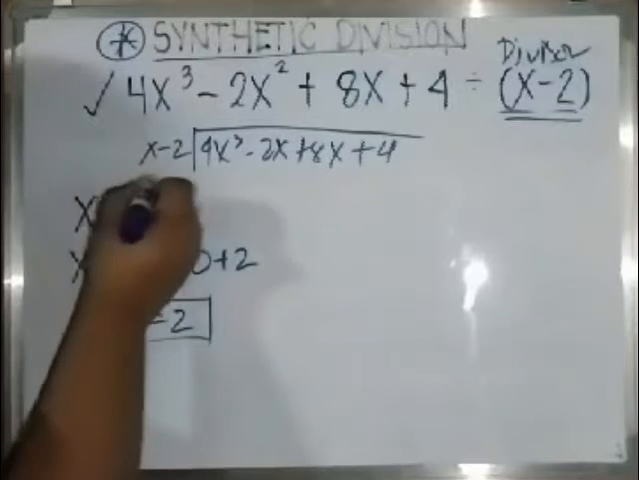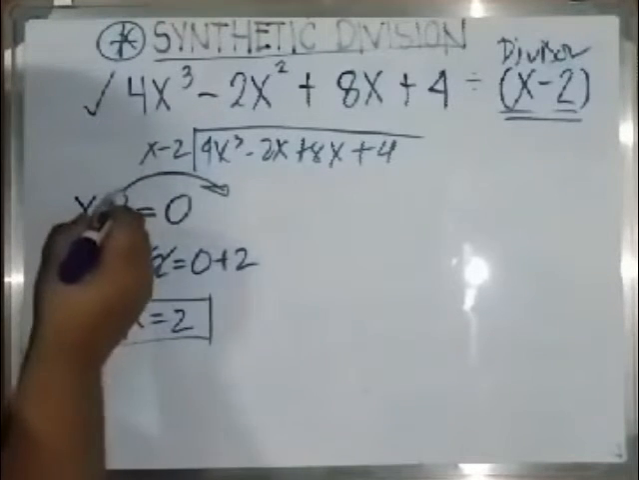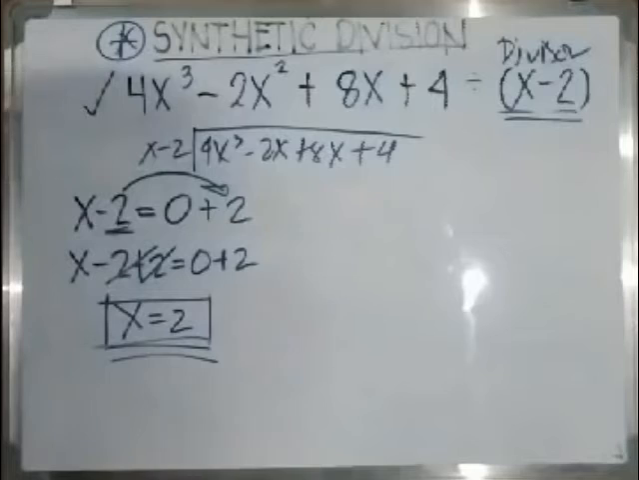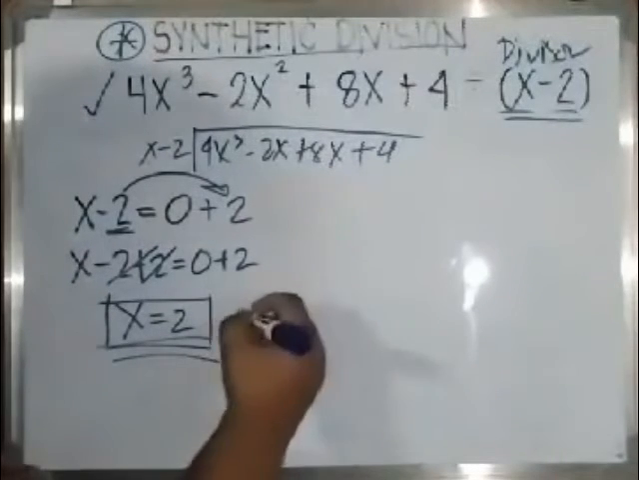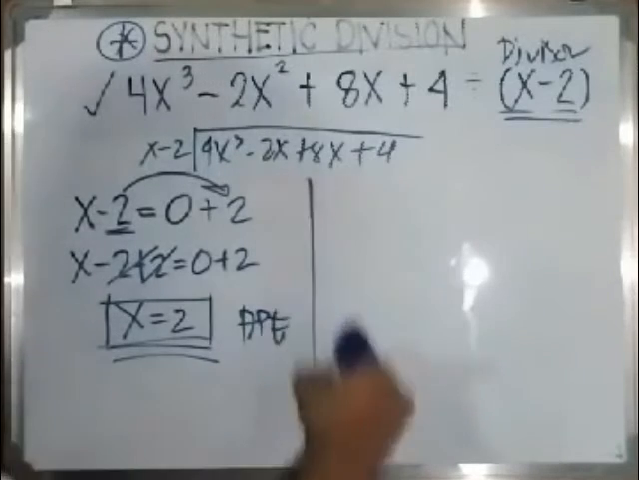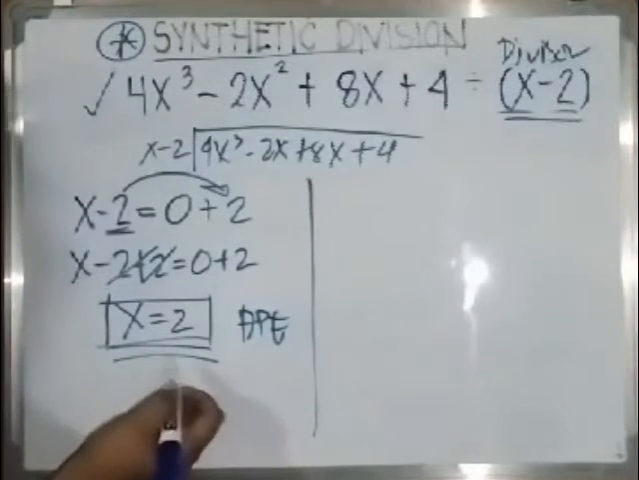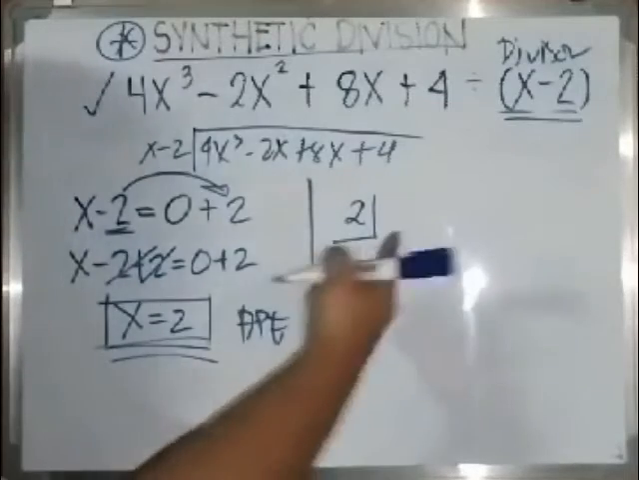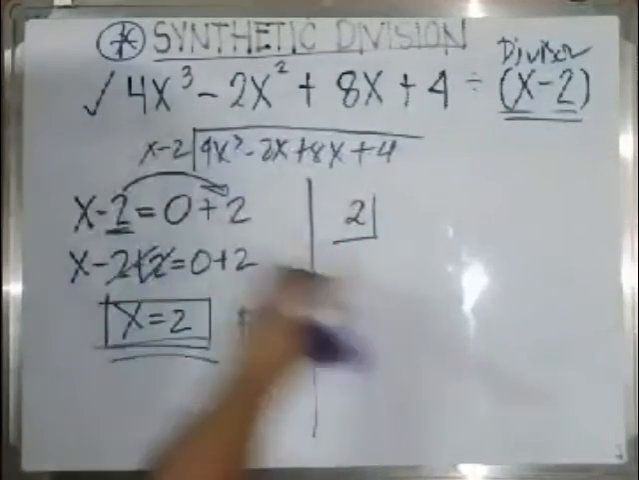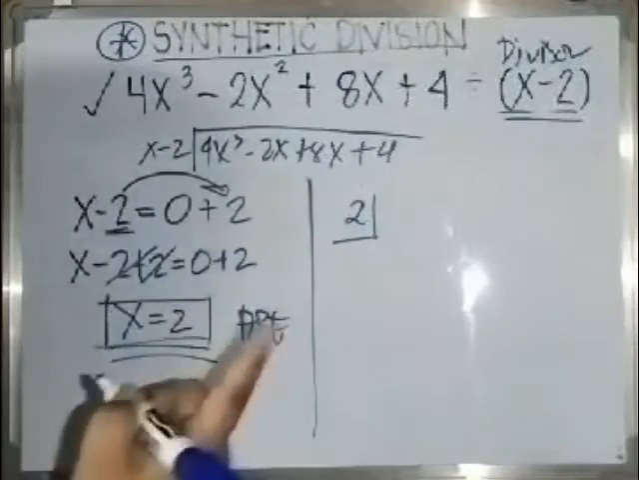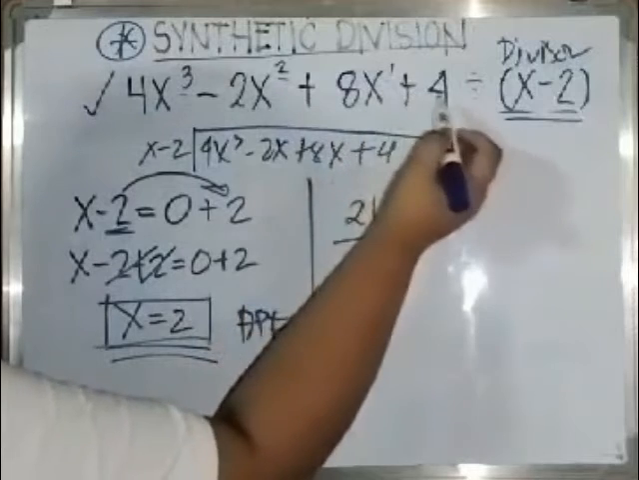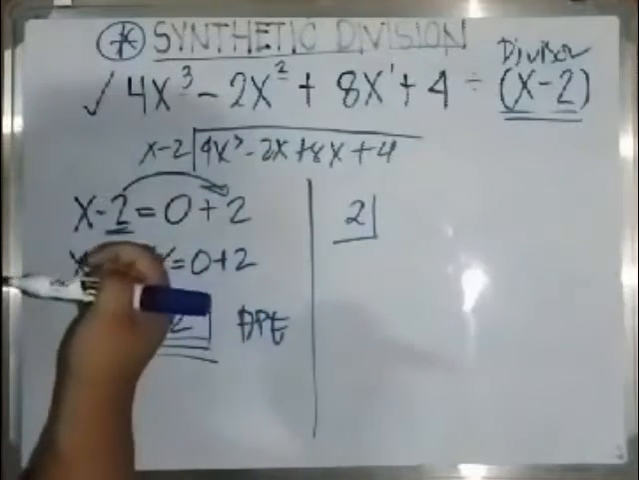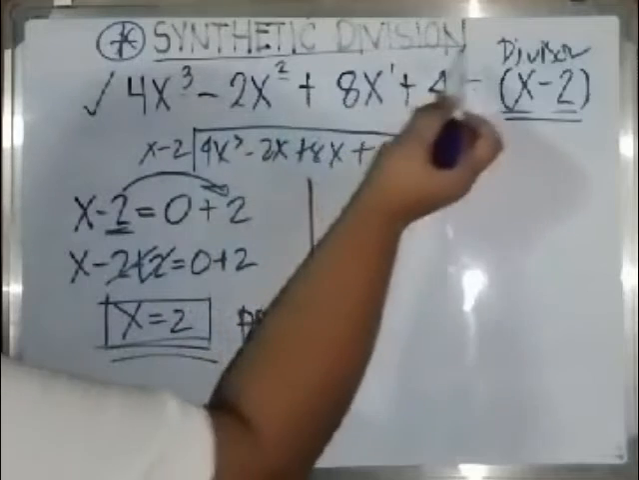Another way, they term it transposition. They will transpose negative 2 to the other side of the equation, which becomes positive 2, and the answer is still 2. They use the term transposition, but we'll be using the addition property of equality here. Next, after finding the value of x from your divisor, we will put it in this way. The things to be divided are the coefficients of each term. But take a look at the exponents if they are arranged in descending order. As you can see, they are already arranged in descending order: 3, 2, 1, then 0.